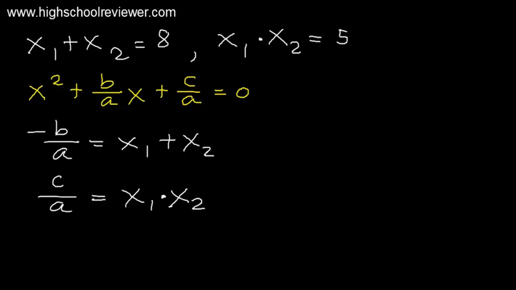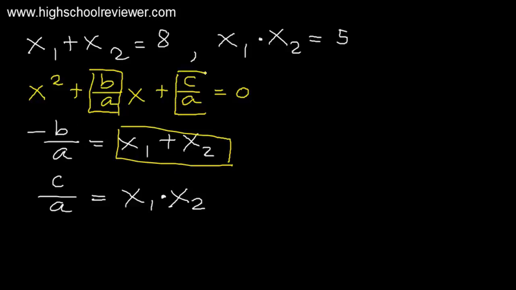So we will substitute the values here. Instead of b over a, we are going to use x sub 1 plus x sub 2. And instead of c over a, we are going to substitute x sub 1 times x sub 2. So substituting, we will have x squared.